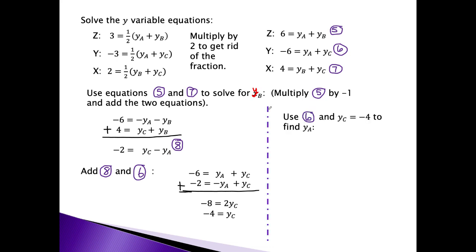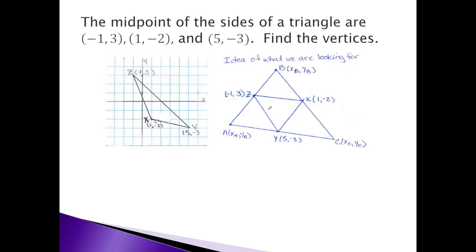I'm going to use yc in equation 6 to find ya. So -6 equals ya minus 4. So -2 equals ya. I'm now going to use 7 and yc to find yb. And I have 4 equals yb minus 4. So yb equals 8. The midpoints of the sides of the triangle are (-1, 3), (1, -2), and (5, -3).